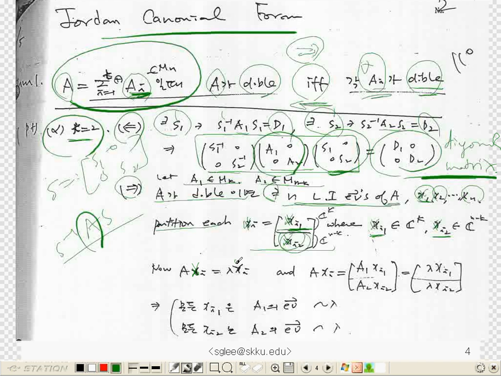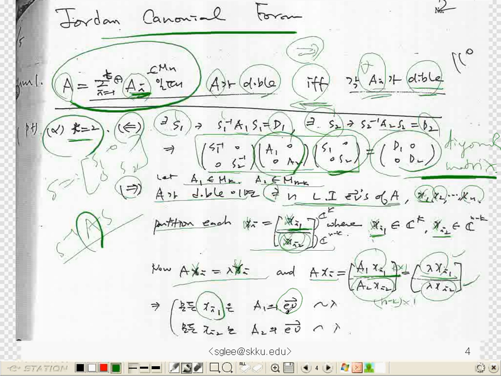Then, since those were the eigenvectors, the eigenvalue satisfies this characteristic equation, and if we rewrite it, we can easily check this k by 1 and this n minus k by 1 vectors are the same as this, respectively. What that means is every x_i1 is an eigenvector of A1 corresponding to the eigenvalue lambda, and this x_i2 is an eigenvector of A2 corresponding to the eigenvalue lambda.